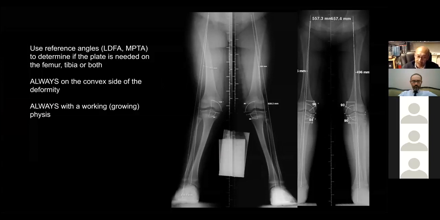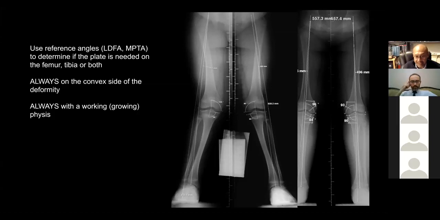Always apply this technique on a working physis. In other words, the physis has to be working throughout. If the deformity is caused by an abnormality of the physis on the opposite side, then putting an 8-plate or a staple on the convex side will not correct the deformity. All it does then will be to stop the deformity getting worse.